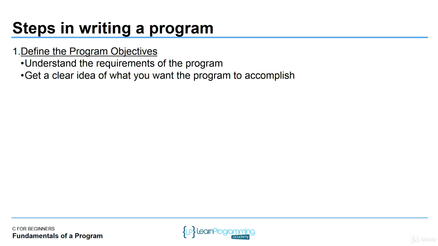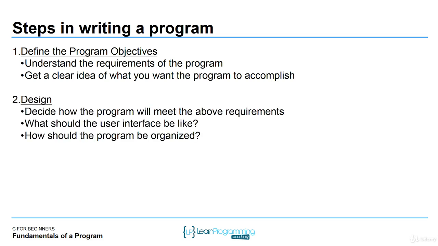The first step is to define the program objectives. This is where you're going to understand the requirements. You cannot start writing code unless you understand what you need to do, so you need to get a clear idea of what you want to accomplish in this step. After you understand the requirements, you're then going to start to design the code. When you design the code, this is how the code is going to meet the requirements. What's the user interface going to look like if it's required? How are you going to organize your program? Are you going to create different functions and different algorithms and so forth?